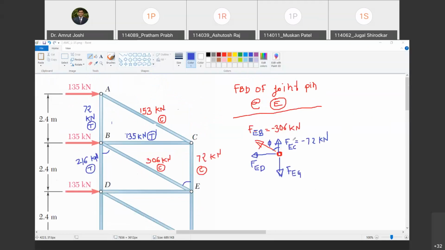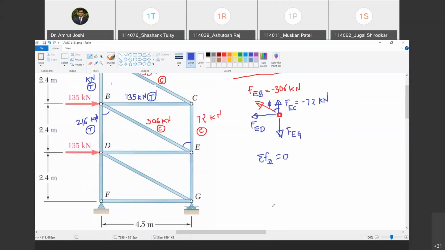So FEG and FED. What are we going to do with this now? There are two unknowns, FED and FEG. Any equation of equilibrium we use is not going to matter because FED and FEG are perpendicular to each other. Do you agree with me? Yes, sir. So let us use summation Fx equal to 0. What does summation Fx equal to 0 yield?